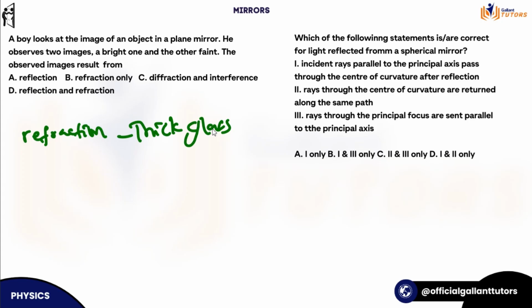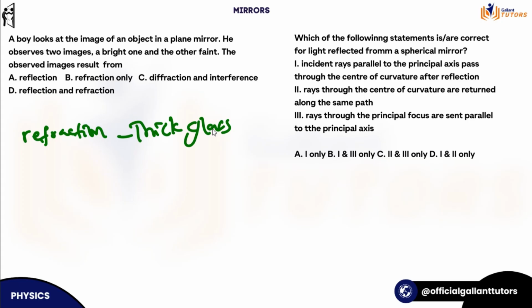Which of the following statements are correct for light reflected from a spherical mirror? I know you are laughing at this question. If they should give you something like this, you kill it without stress. Now, what are you expected to do in this kind of question? Analyze it. First of all, check the first one: incident ray parallel to the principal axis passes through the center of curvature.